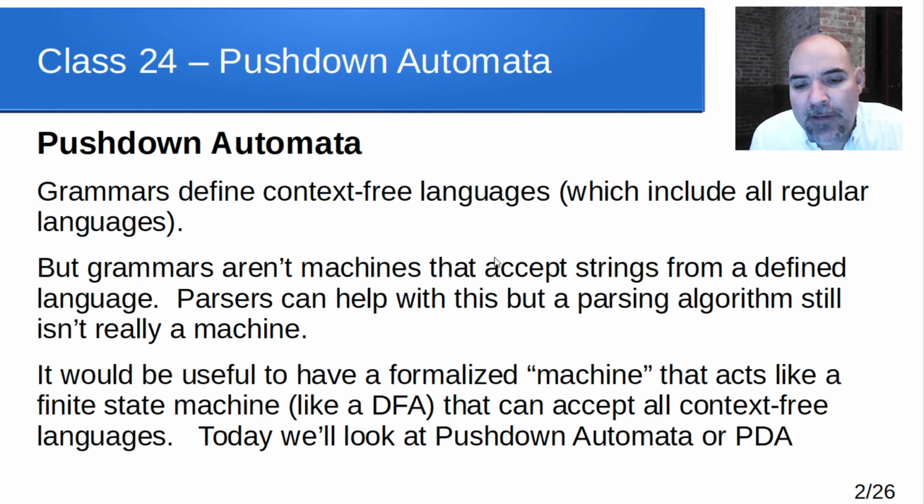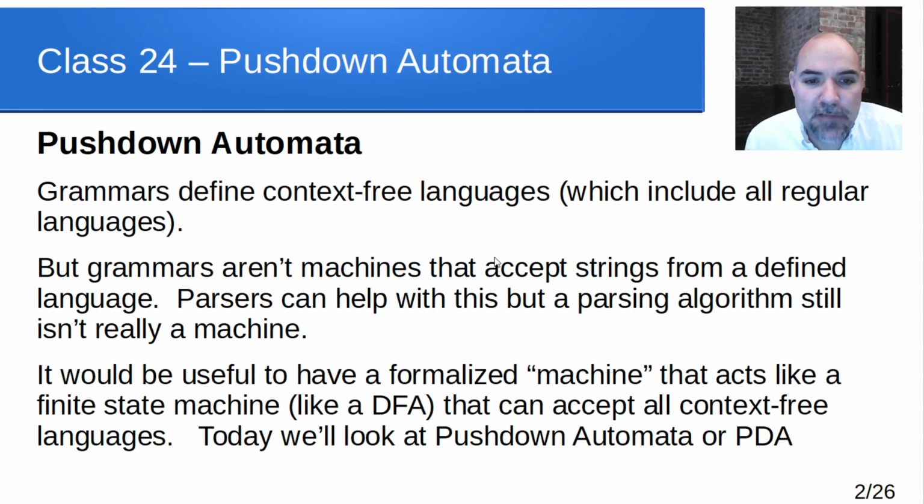So if you remember, we had that Venn diagram of here are all the regular languages. Surrounding that is a larger class of languages called context-free languages, which include all regular languages. So we had something more powerful as a representative mechanism than we had with DFAs or NFAs or regular expressions. But the problem with those is that grammars aren't machines that can be used to either accept a string or reject a string given some language that it defines.